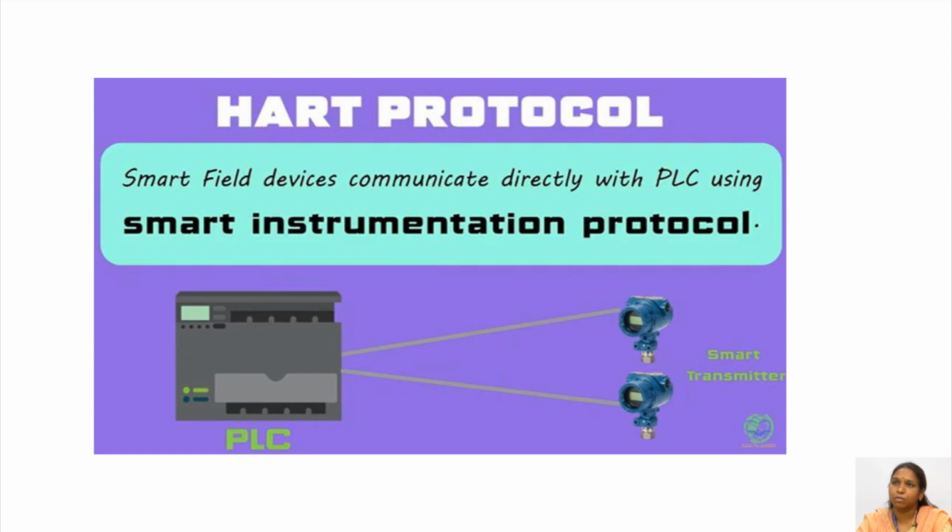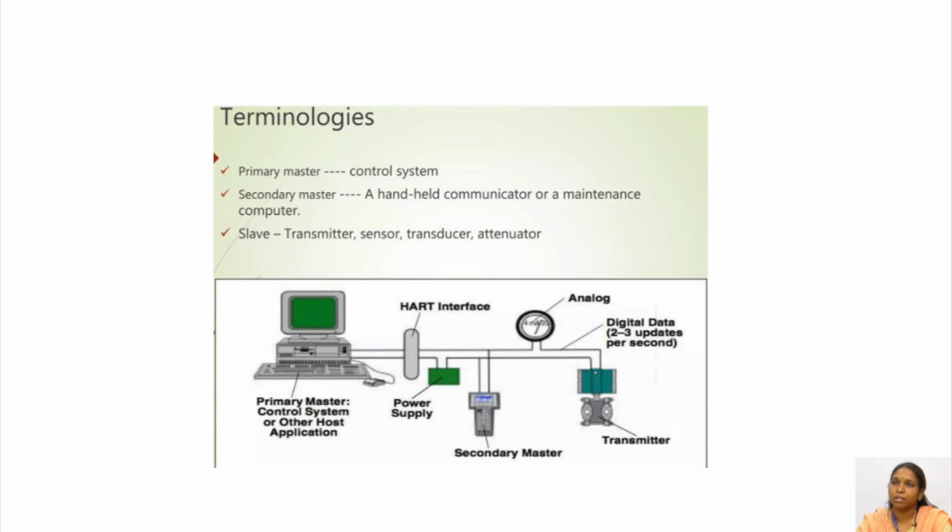with this protocol. So, the terminologies are primary master, secondary master and the slave. Primary master consists of the control system, secondary master consists of a handheld communicator or a maintenance computer. Slave can be a transmitter, sensor, transducer and attenuator. So, this diagram shows the primary master, the secondary master and the slave connected in the structure.